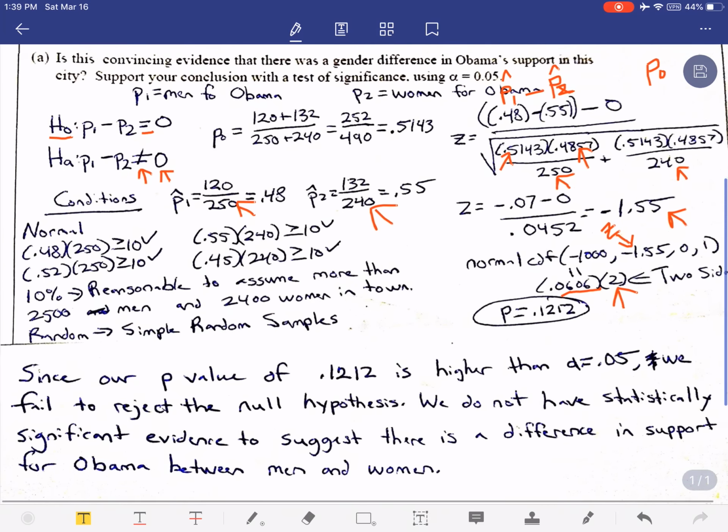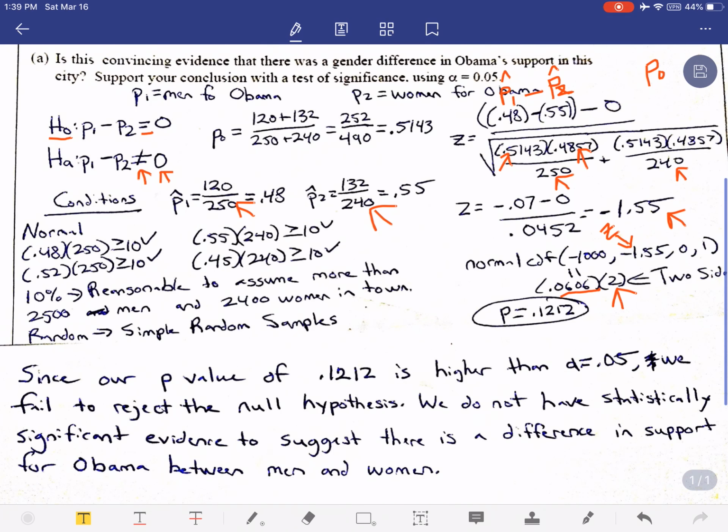Now we're going to finish up with our interpretation. So since our p-value of 0.1212 is higher than our significance level of 0.05, we fail to reject the null hypothesis. We do not have statistically significant evidence to suggest there is a difference in support for Obama between men and women. So again, that interpretation, just like our last unit, in that first sentence you want to include whether you're rejecting or failing to reject the null hypothesis based off the p-value and significance level.